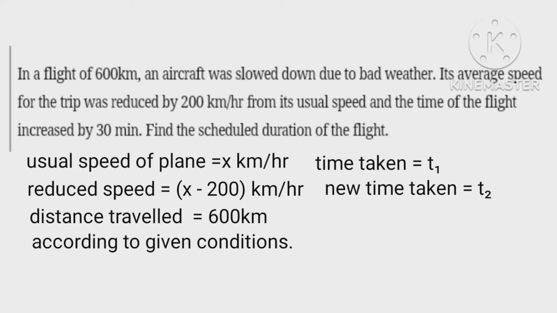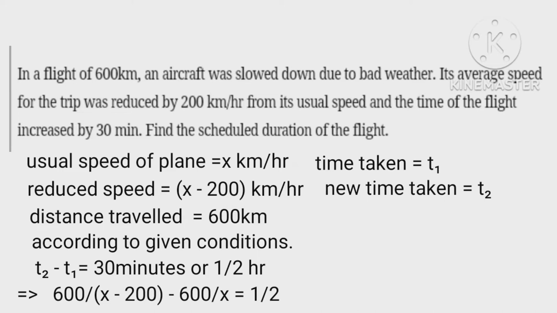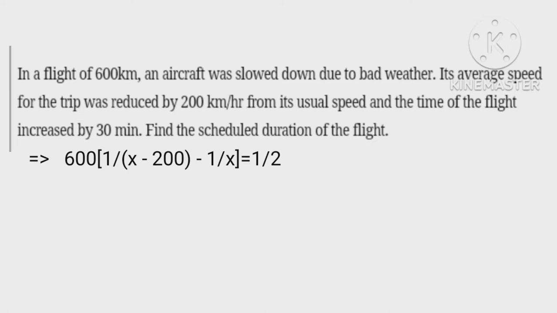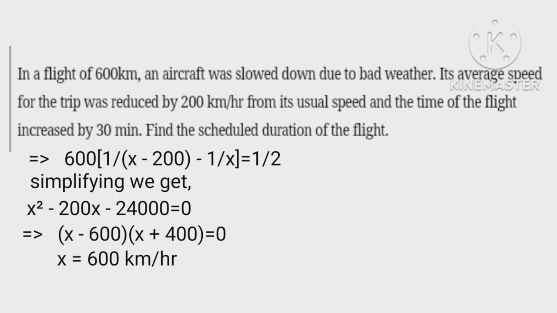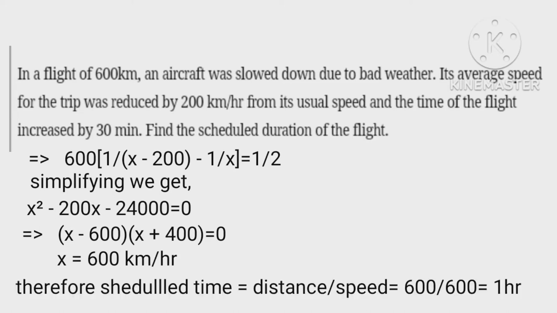Therefore, according to the given conditions, the difference in times is 30 minutes, or 1 upon 2 hours. This implies that 600 upon x minus 200 minus 600 upon x equals 1 upon 2, which implies that 1 upon x minus 200 minus 1 upon x equals 1 upon 2. Simplifying, we get x squared minus 200x minus 240,000 equals 0, which implies that x minus 600 times x plus 400 equals 0, so x equals 600 kilometers per hour. Therefore, scheduled time equals distance upon speed equals 600 upon 600 equals 1 hour.